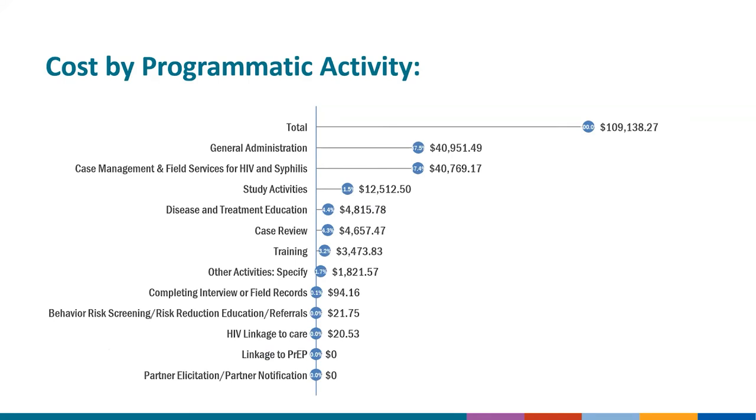But what those navigators are doing is not 100% clinical stuff. The general administration is actually a big chunk of that money. And that doesn't only include personnel, though personnel is the biggest one, but also other parts like laboratory and some other cost items. So if you see general administration, case management, and services for HIV and syphilis, those are the two big chunks. General administration is the largest by a little bit.